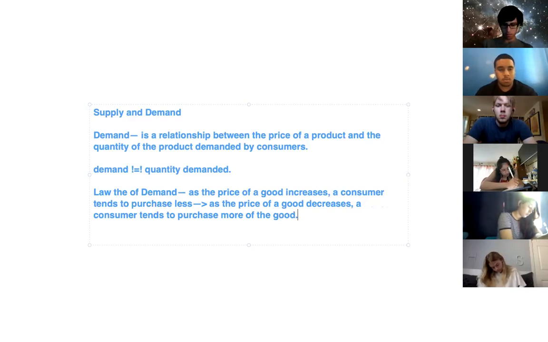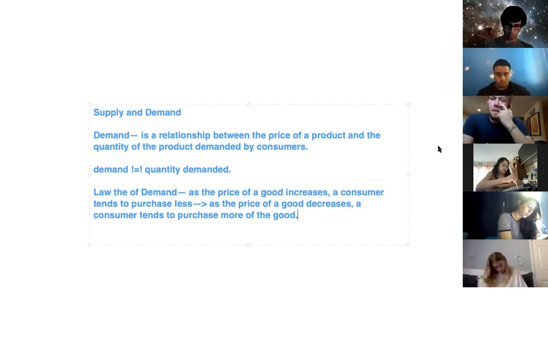Now, you can see it works right in the opposite direction. If price goes up, the quantity people want to buy goes down. And as the price goes down, the quantity people want to buy goes up. And that's supposed to just be a general description of the relationship.